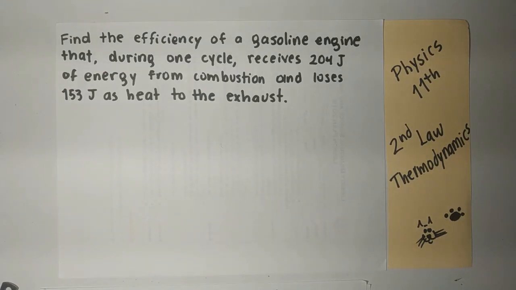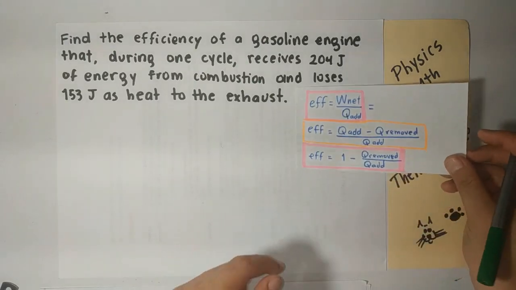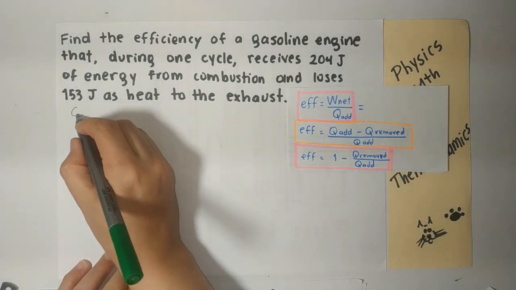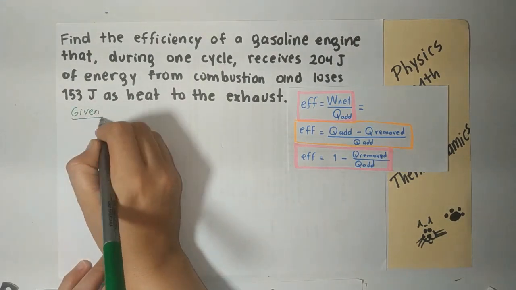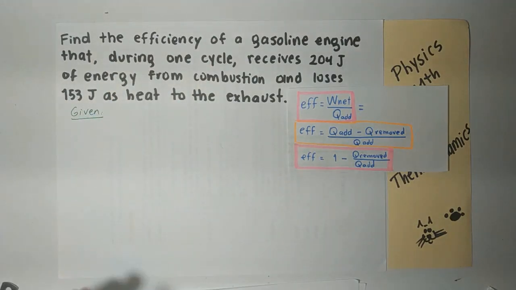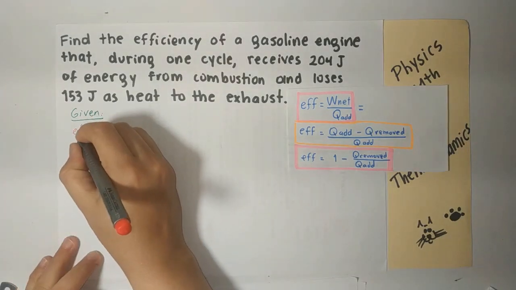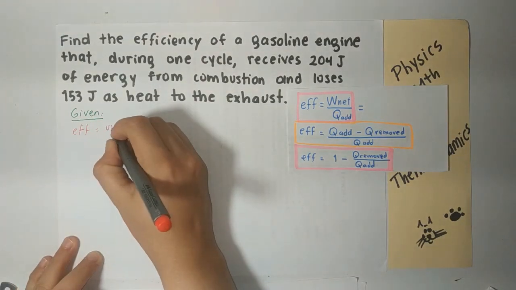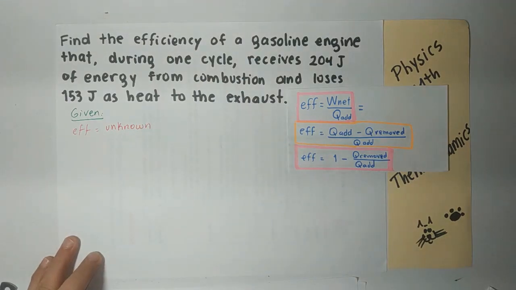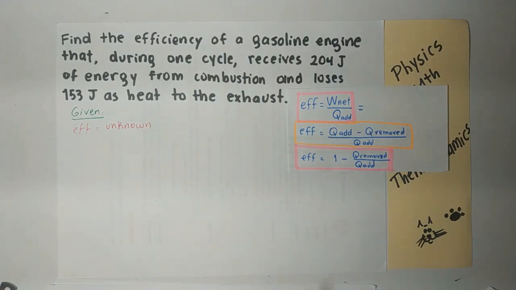Now, what do we need in order to write the givens? We need our equation. There we go. So, from this problem, I want to know what are my givens. So, first of all, it says find the efficiency. So, efficiency is going to be unknown. This is what I care the most about.